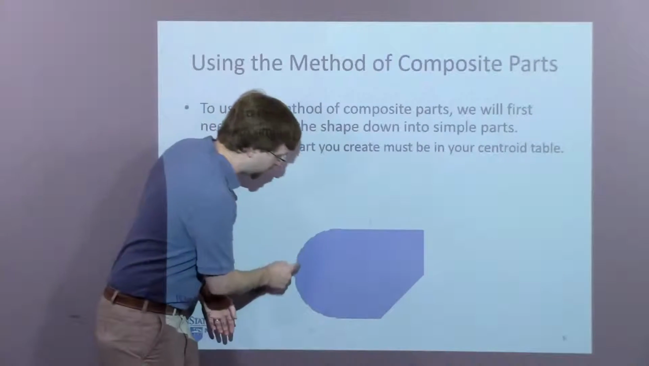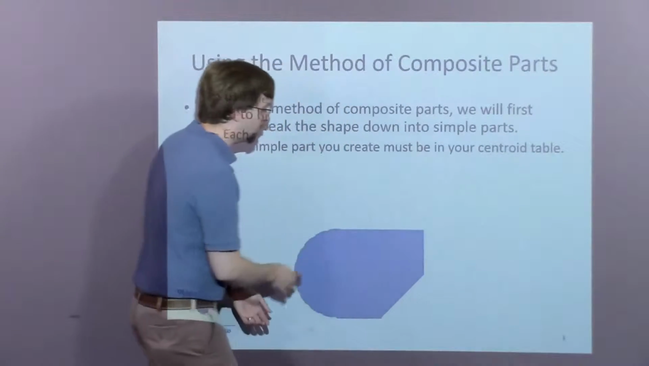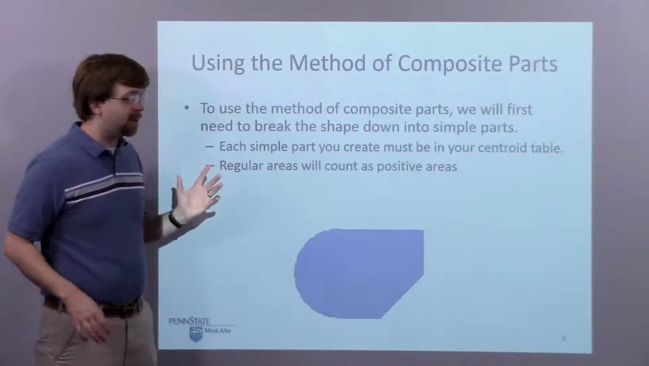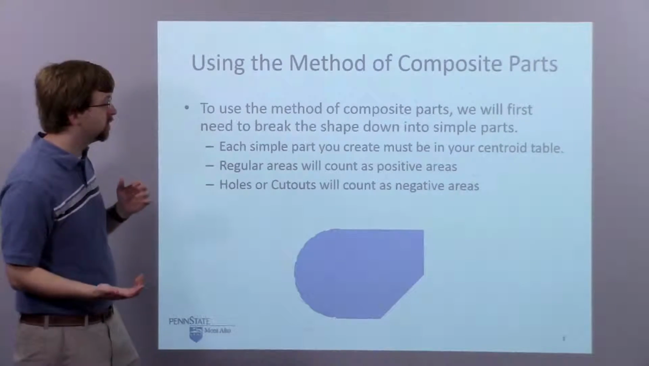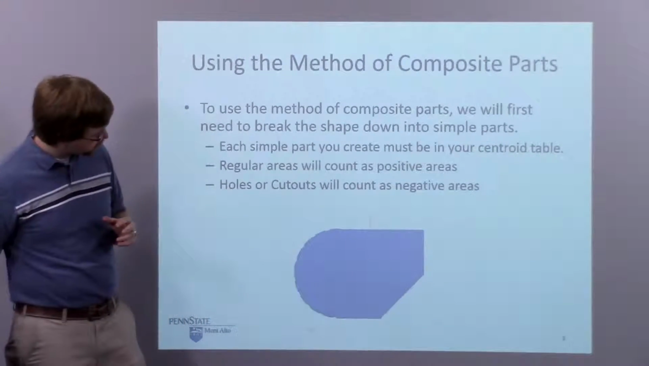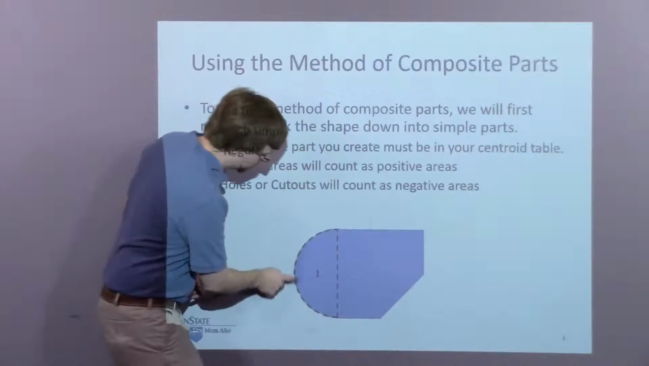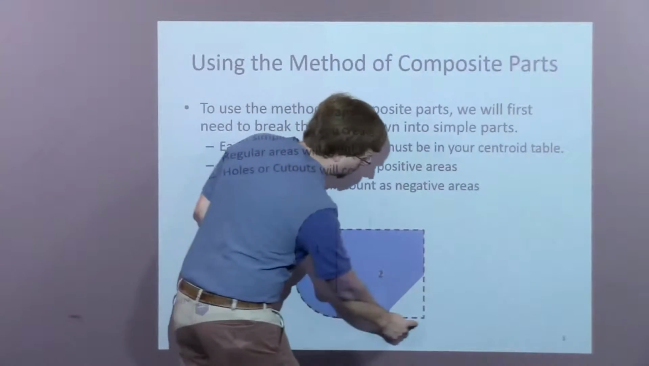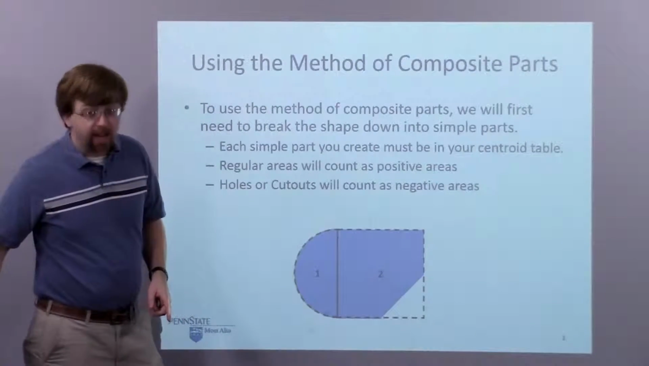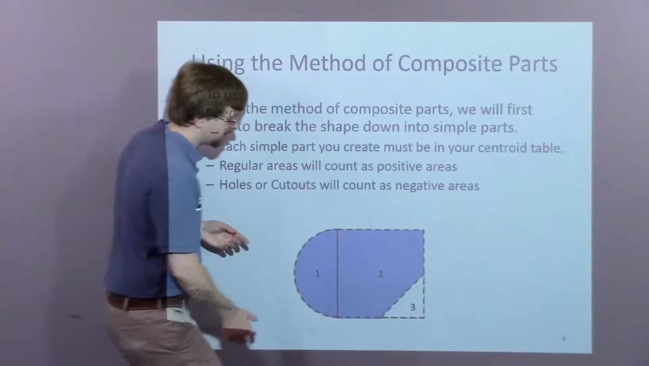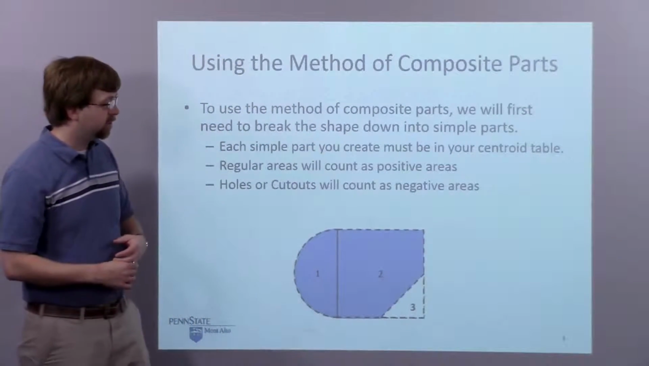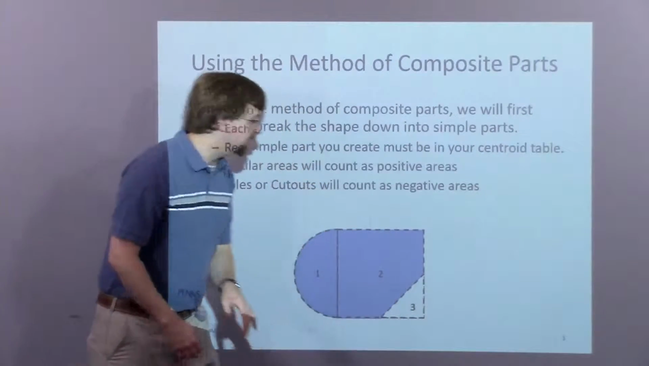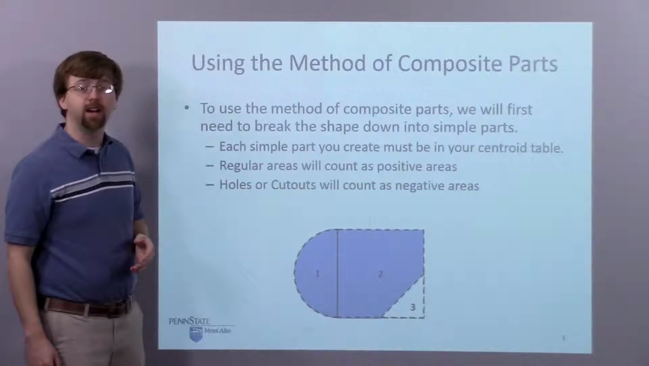So in my centroid table, I do have a semicircle, I do have squares and rectangles, and I do have triangles. So the regular areas are going to count as positive areas, and any cutout or hole is going to count as a negative area in this. So shape one, I'm going to do this semicircle over here. Shape two, I would do this whole square right here. And then shape three is going to be my cutout, and so I take a triangular chunk off of that corner there. So now I've got three shapes: semicircle, square, and the triangular cutout down there.